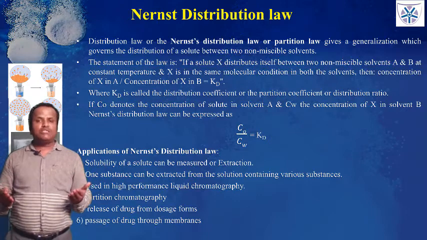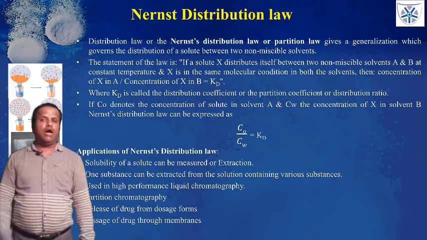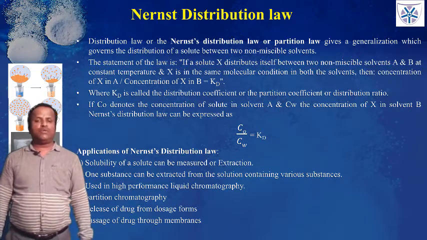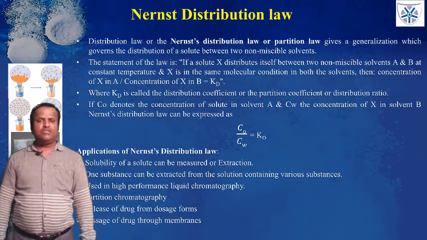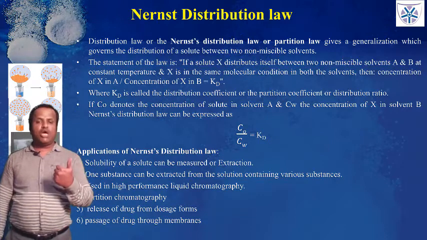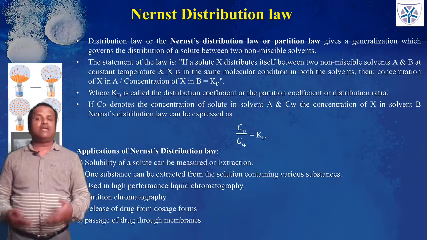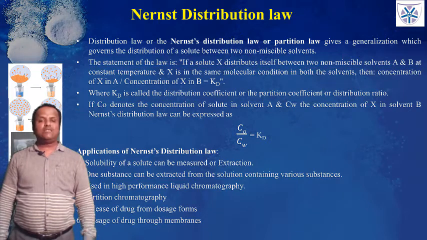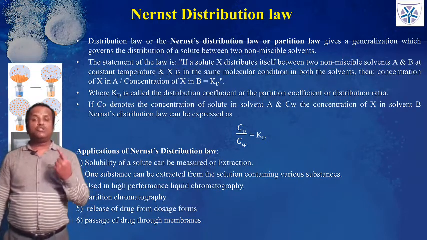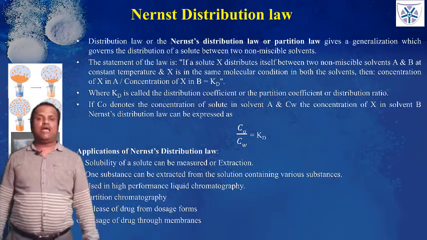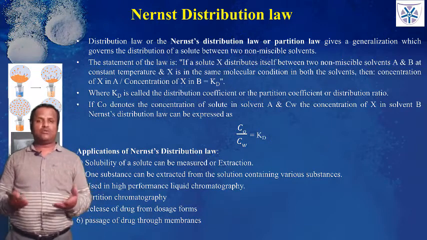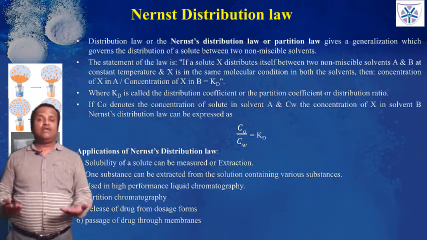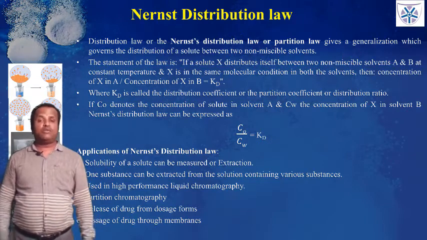What are the applications of the Nernst distribution law or this partition law? I have shown a few examples here. The first one is that the solubility of a solid can be measured, or we can do extraction. The second one is that one substance can be extracted from a solution containing various substances. If many compounds exist in the solution, using this distribution law or partition coefficient principle, we can extract a particular substance.